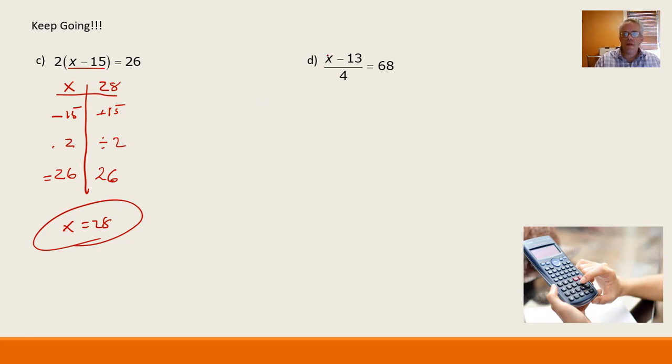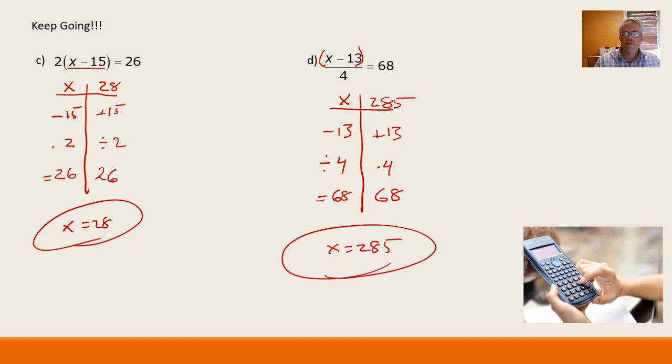In our fourth example, we have to do the numerator first. This division bar is like a grouping symbol. If I put in a number for x, we have to subtract 13 first and then divide the result by 4. That guides us in how to interpret it. We're going to start with x, subtract 13. We're going to divide by 4, and we should end up with 68. So start with 68. Let's undo the steps. We're going to multiply by 4. We're going to add 13. And when we do that, we're back where we started. And you should get 285 if you do that.